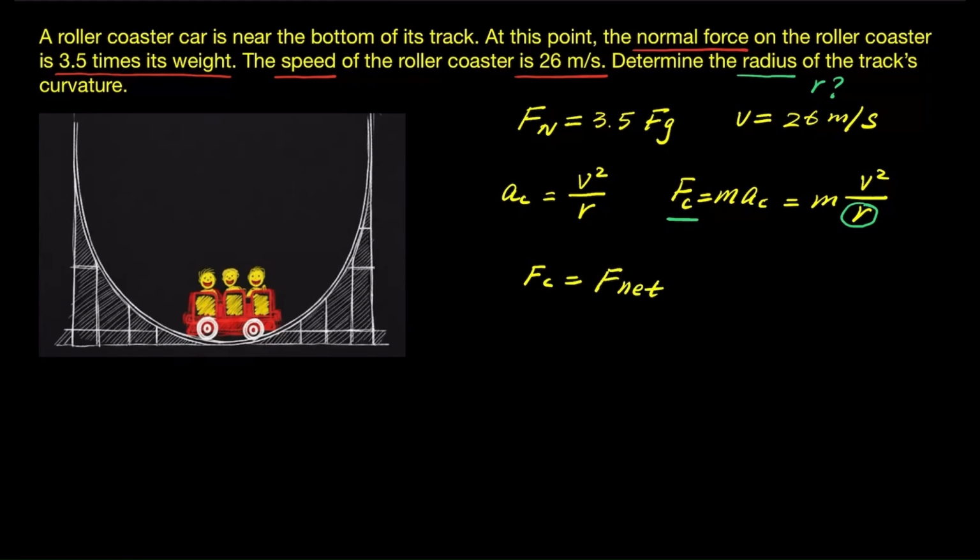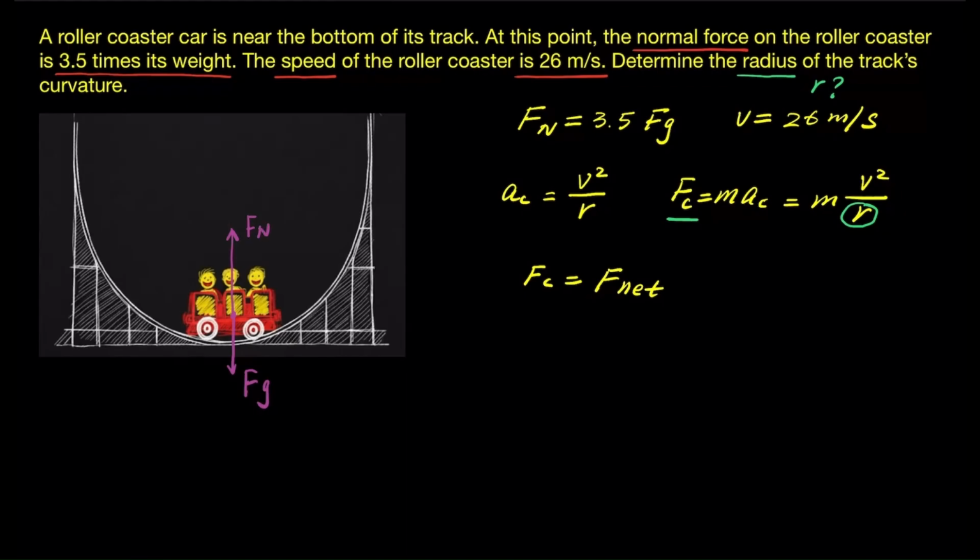So let's quickly draw a free body diagram to figure out what the net force is. There are only two forces acting on the car, at the bottom of the track. First, we have the gravitational force, Fg, pulling down. And second, we have the normal force, Fn, that is supporting this roller coaster car.